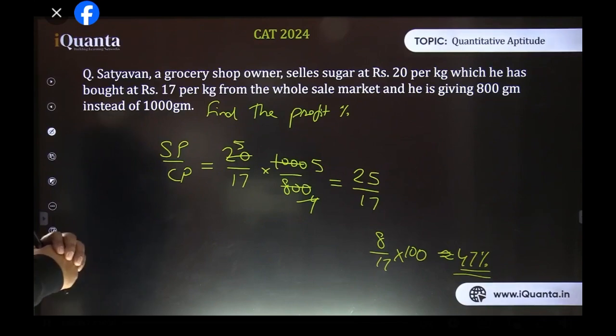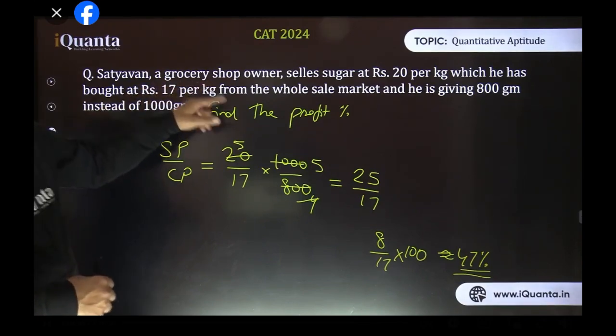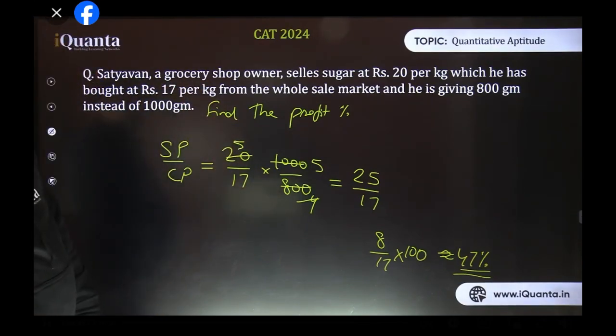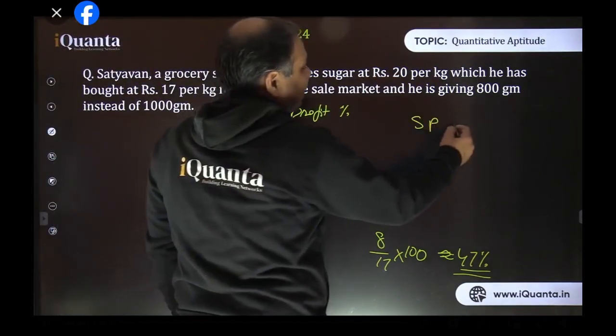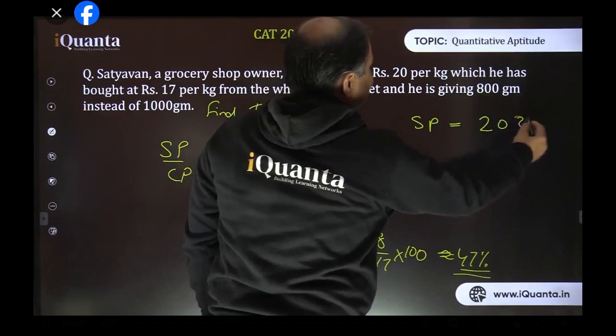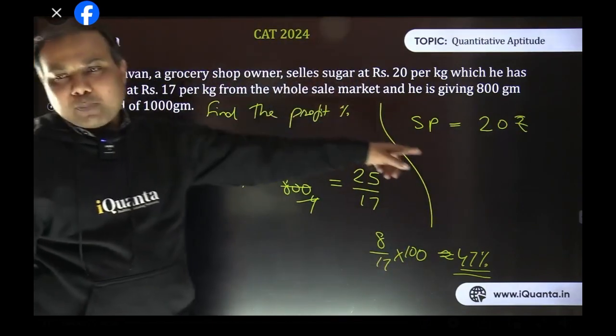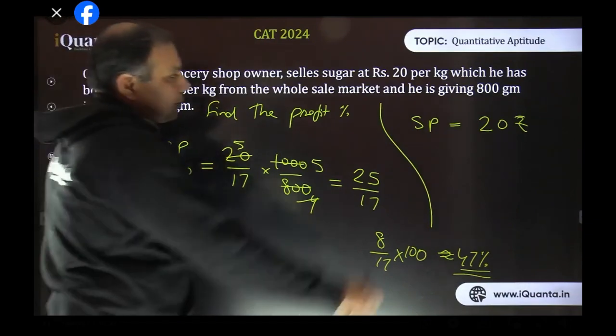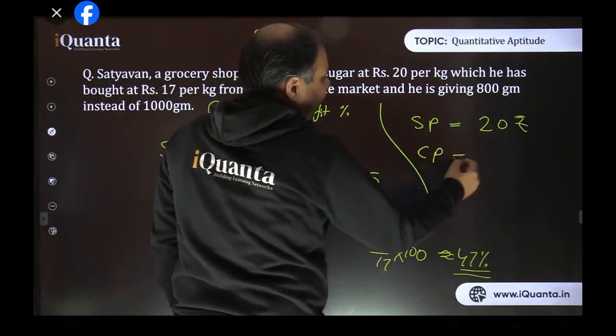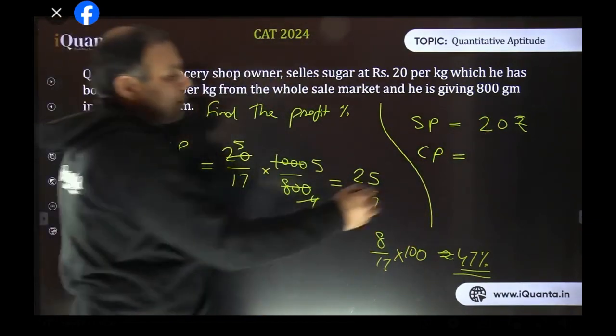Fine, certainly. Why not? So let's assume the prices only. So for 1 kilogram, the SP he is charging is 20 rupees. Let's go by these values only, the values given. SP is 20 rupees for 1 kilogram, right? SP is 20 rupees only. Now CP, if he had not cheated, CP would have been 17 rupees.